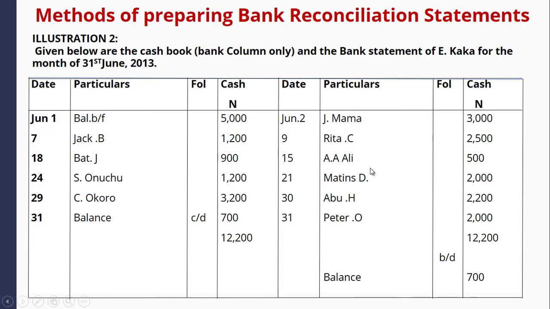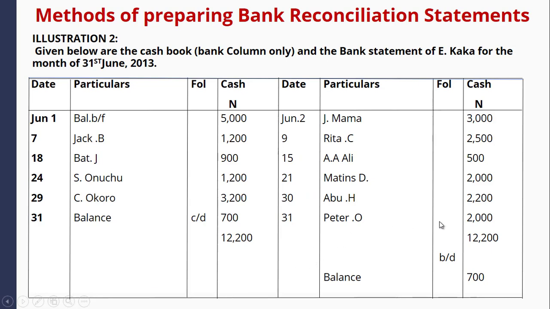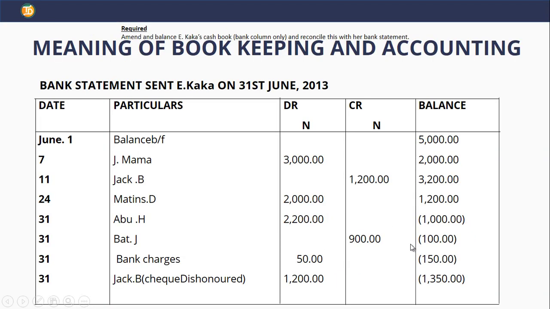Note that. Now we have AA Ali 500. Let's check. AA Ali 500 is not there as well. Okay, so let's look at the next one. Martins D 2000. Let's check. We have Martins D 2000 passes the test.